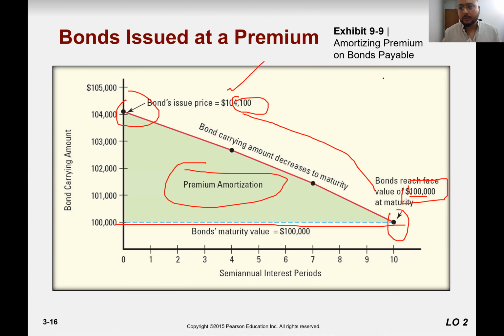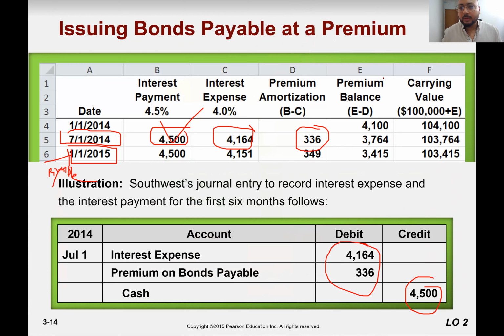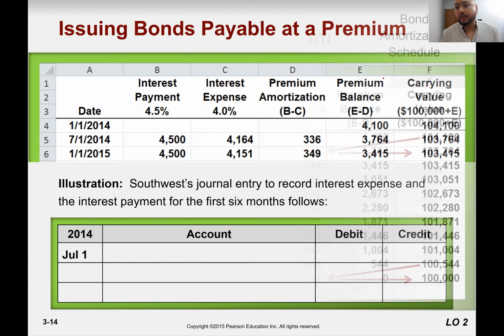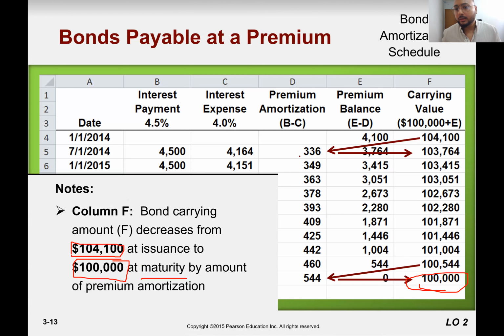So if you see here, the premium is not smooth here, right? It's different. In fact, it is increasing. One year it is 336, another year 349, another year 363, 378. So it's not the same value. Similarly with the discount, it's not the same value.